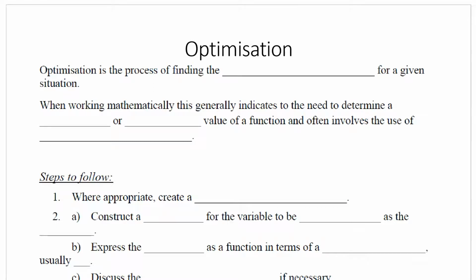Welcome to this video on differential calculus optimization. In this video we're going to look at the science of making something the best it can possibly be. Therefore, optimization is the process of finding the best possible solution for a given situation. When working mathematically, this generally indicates the need to determine max or min values of a function and often involves the use of differential calculus.